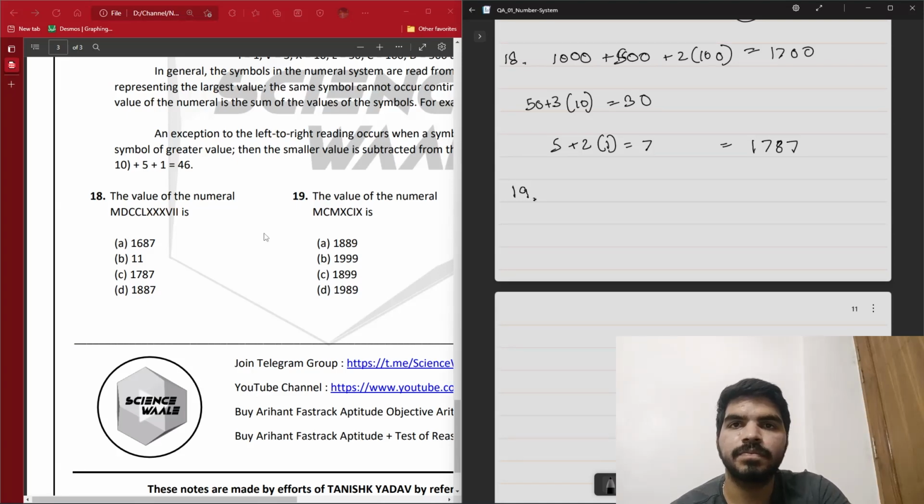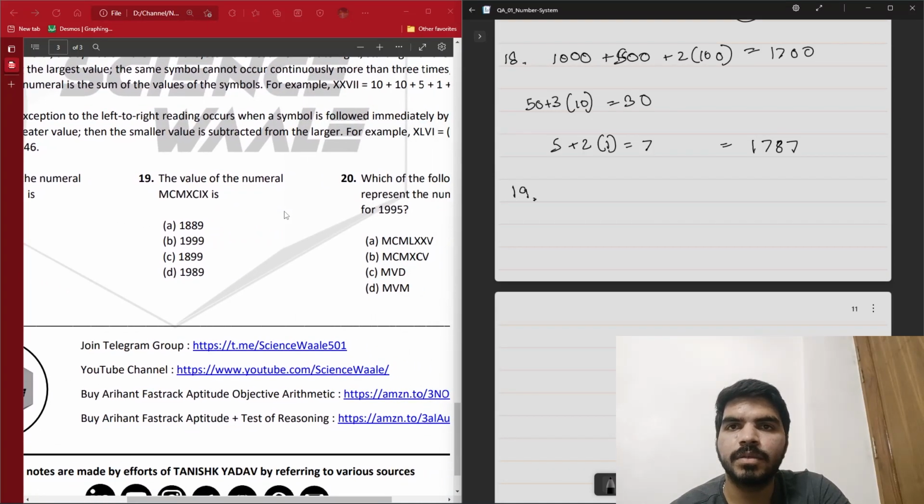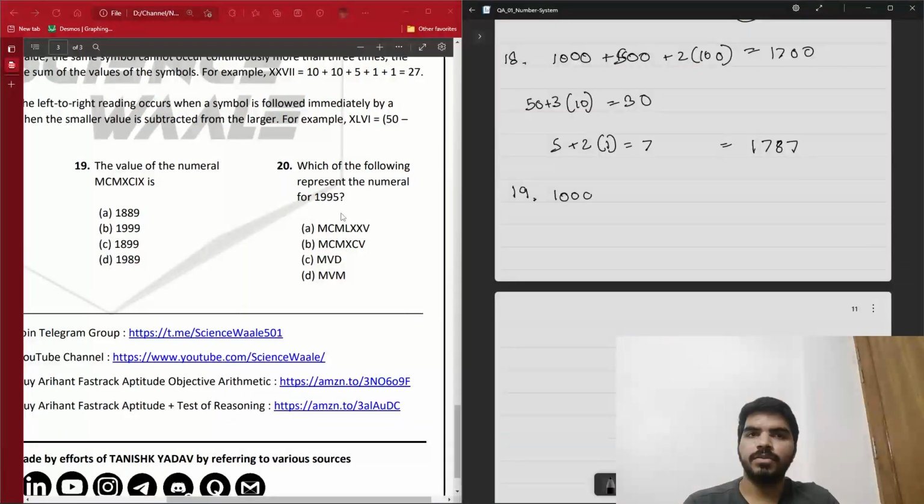19th. The numeral is MCMXCIX. 100 less than 1000, that is 900, plus 10 less than 100, that means 90, plus 1 less than 10 equals 9, that is 1999. And 20th, 1995.